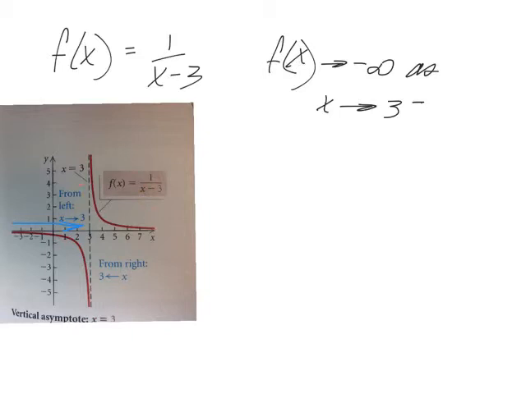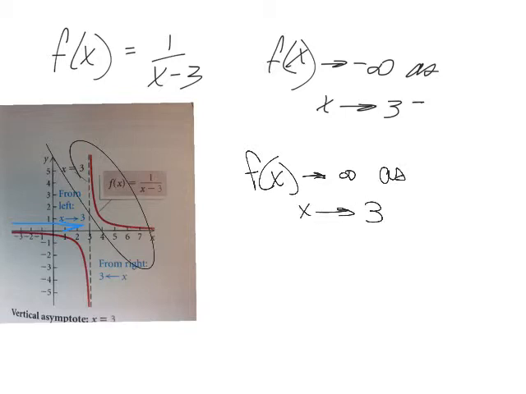This part here says, as my f of x approaches positive infinity, so it's getting bigger and bigger, and it will go into infinity. So as it's approaching positive infinity, as x approaches 3 from the positive side. So that would be written, this part here, f of x approaches positive infinity as x approaches 3 from the positive direction. Okay, so I'll let that sink in for a second.